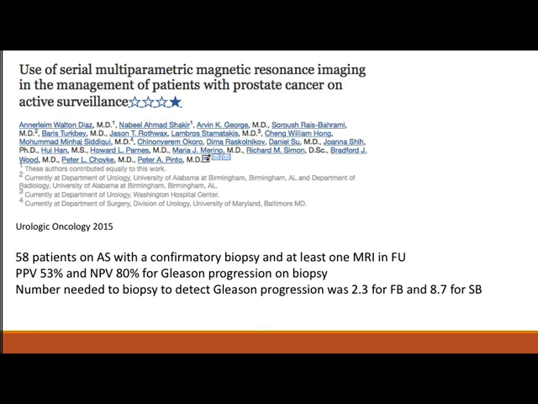Use of serial MRI is something we've also looked at in the management of patients with prostate cancer. 58 patients on active surveillance with a confirmatory biopsy and at least one MRI in follow-up. Positive predictive value 53% and negative predictive value of 80% for Gleason progression on biopsy. And the number needed to biopsy to detect a Gleason progression was far lower for those who had fusion biopsy compared to those who had systematic biopsy, 2.3 versus 8.7. That's number needed to biopsy.